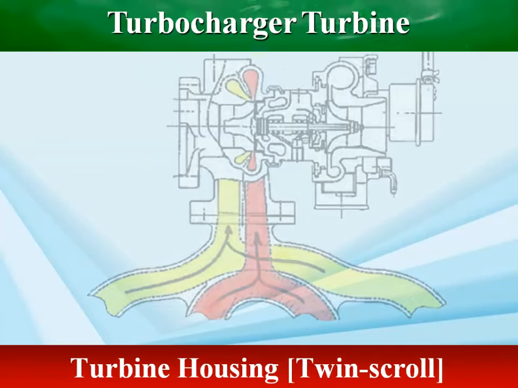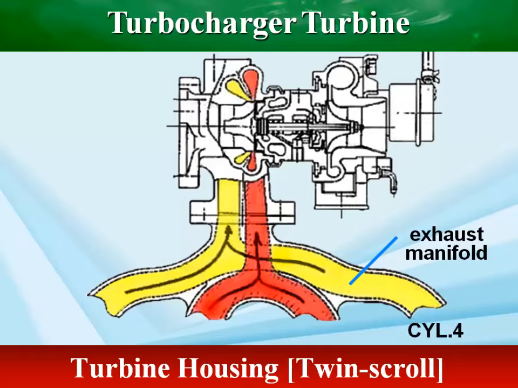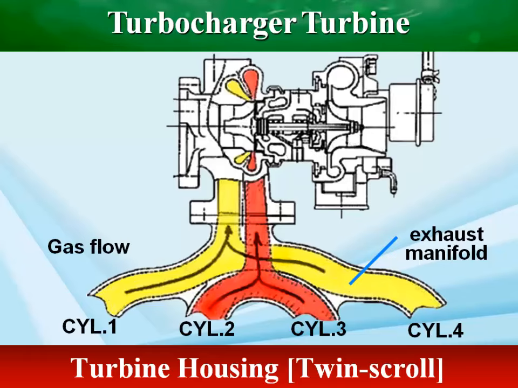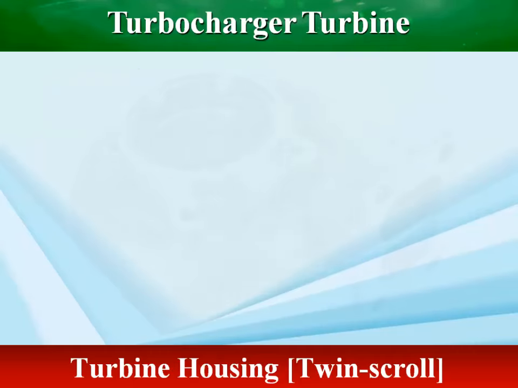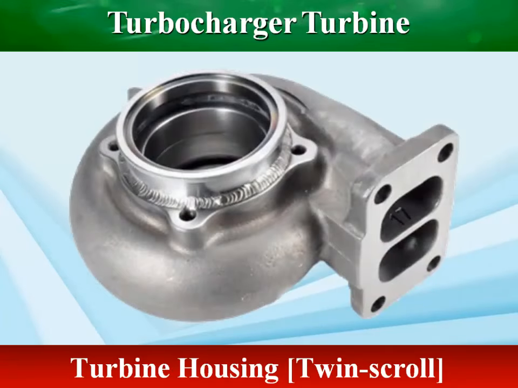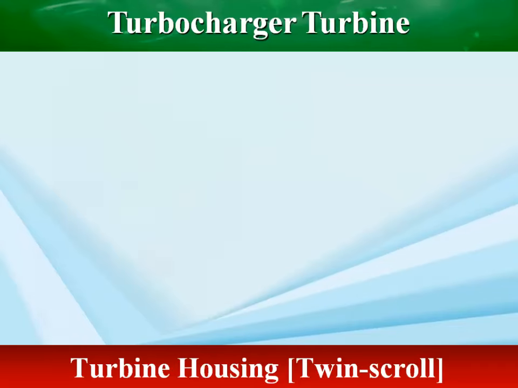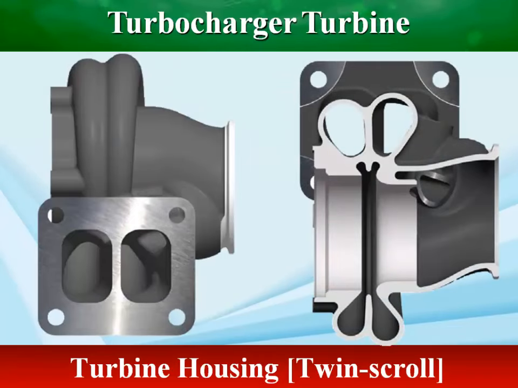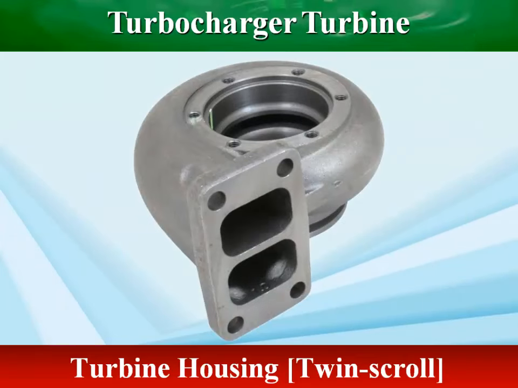The exhaust manifold separates exhaust gases from different cylinders, channeling them into two separate scrolls within the turbine housing. This allows for more efficient use of exhaust pulses. The divided housing utilizes a divider wall in the turbine volute to isolate the exhaust path from the exhaust port to the tip of the turbine wheel.